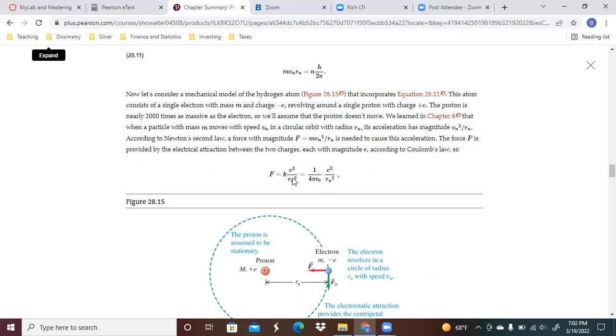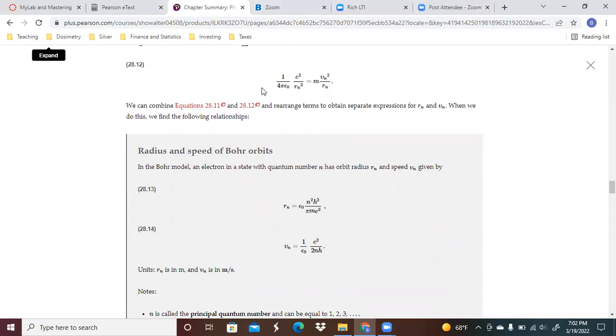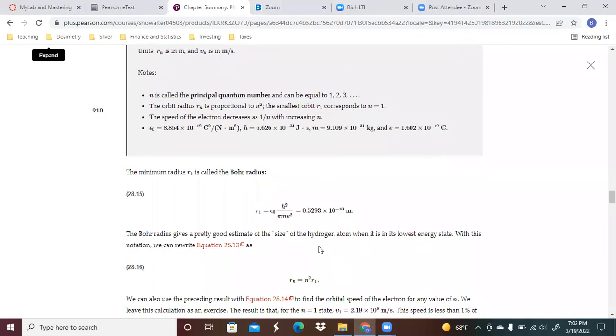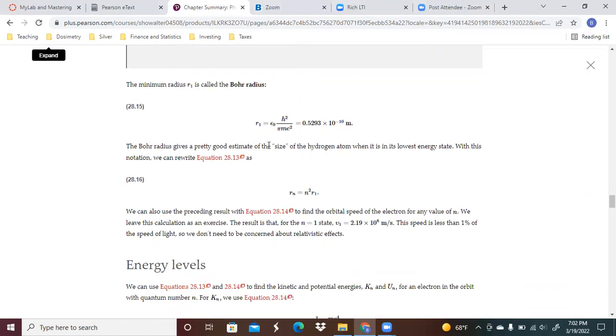And according to Coulomb's law, we can then write all of this. K, remember, is 1 over 4π ε naught. Using this force in Newton's second law, we come up with this is equal to this. So you combine those equations, basically you can find the radius with the quantum number, and you can also find the speed. So the minimum Bohr radius ends up being this, and it gives us a pretty good estimate of the size of the hydrogen atom, which is in its lowest energy state. And that's where we come up with this equation, this basically being R1 being the minimum radius here.